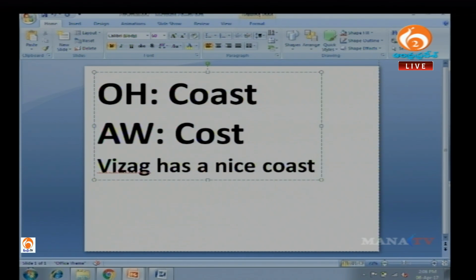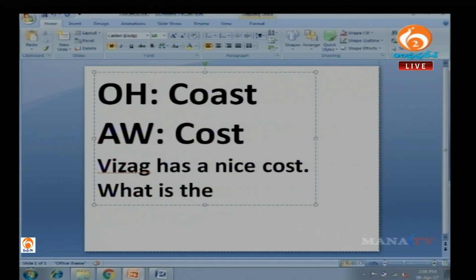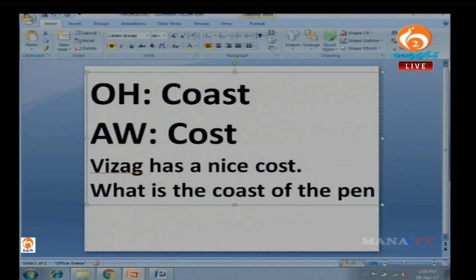Now this is in terms of oral communication. So it will sound like, basically he wants to say coast, but he's pronouncing it as cost. Or he will ask rather, what is the cost of the pen? Now he wants to say cost, he is pronouncing it as coast, but actually the pronunciation is cost. When I say cost, the spelling is different.